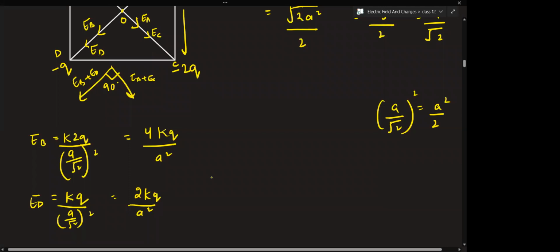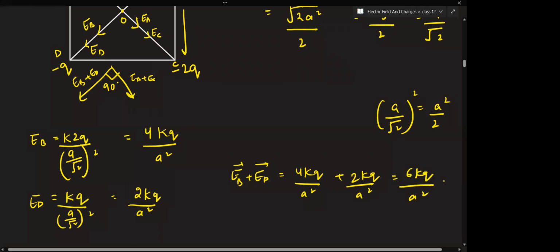So EB plus ED, we have this arm solved now. This will be 4KQ by A square plus 2KQ by A square, which makes it 6KQ by A square. So this we know now. Let's say this is vector first. So E1 is 6KQ by A square. So is this OD arm clear to you, all of you? Or should I repeat?